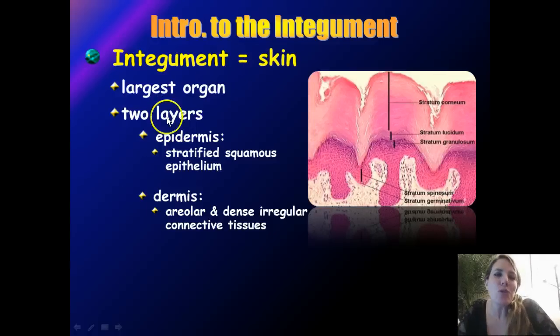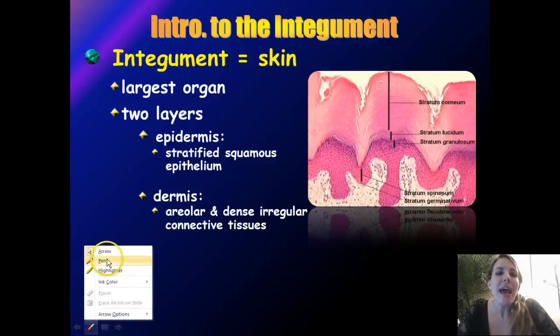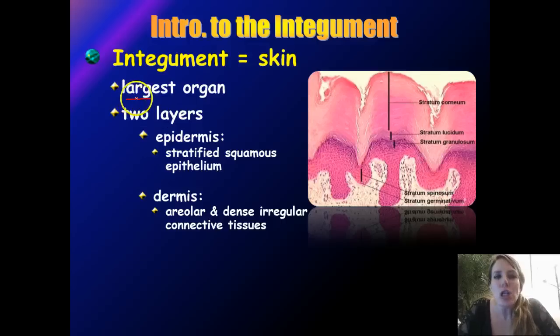Now, how many of you knew that the integument is the largest organ in the body? So your skin is an organ because, like all organs, it's made of tissues. Tissues are made of cells, and these cells work together for specific functions. Now, there's actually two main layers to the skin. One is the outer layer, and it's called the epidermis, and it consists of stratified squamous epithelium.